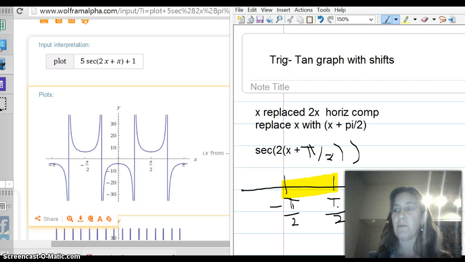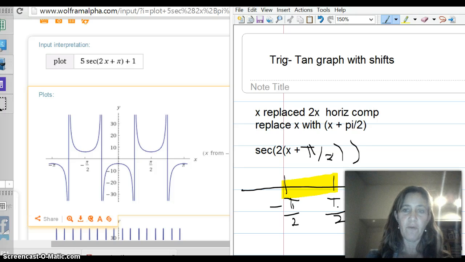So if you were doing it with the methods we did in class, you would first look at the cosine of this function, the 2 times x plus pi halves, and then you would figure out where the zeros are from that. The shifting up and stretching is not going to affect the zeros.